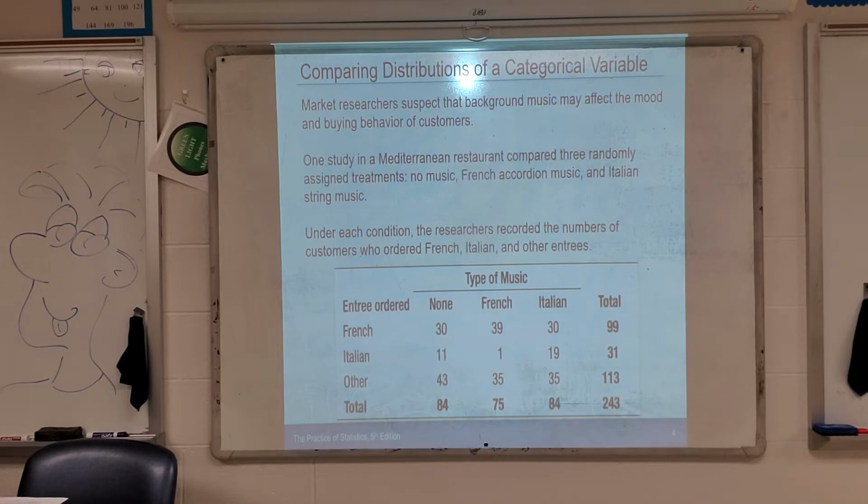Market researchers suspect that background music may affect the mood and buying behavior of customers. One study in a Mediterranean restaurant compared three randomly assigned treatments: no music, French accordion music, and Italian string music. Under each condition, the researchers recorded the number of customers who ordered French, Italian, or other entrees. So, is listening to that particular kind of music going to make you want that particular kind of food?